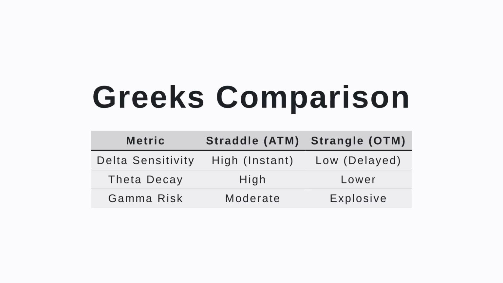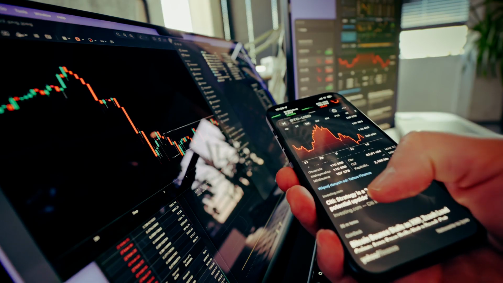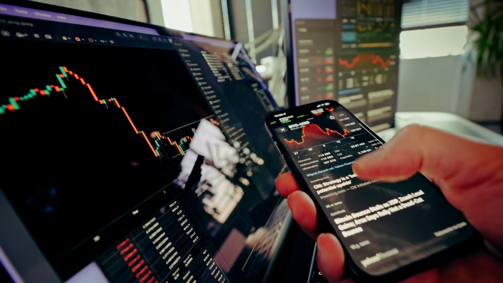But beware the IV crush. If you buy either strategy right before an earnings announcement, the premium is already inflated. When the news drops, IV collapses. The stock might move, but your option value could still drop.